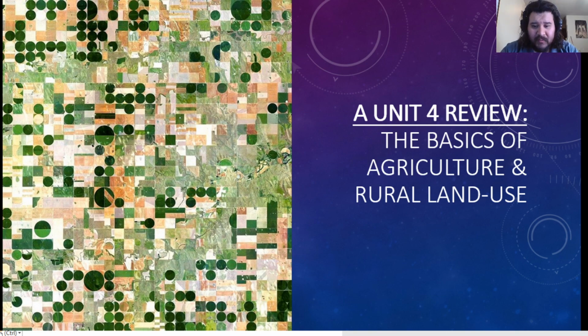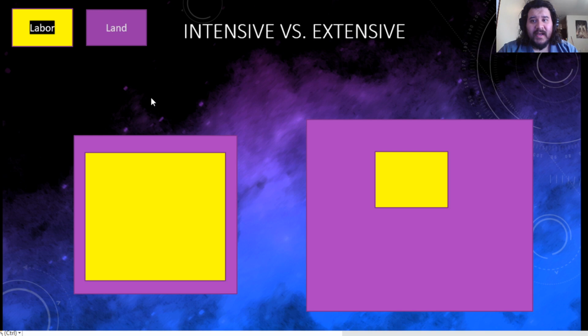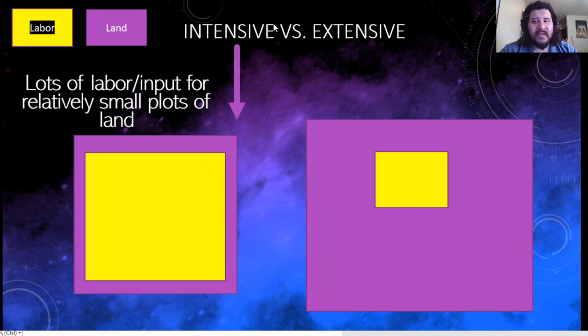So here we go. Part of the basics is understanding these two types of agriculture, which are intensive and extensive. Now, we have our two examples here, 1 and 2. On one hand, the lighter shade, we're looking at labor. This is going to be our labor input or cost. And then we have the land relative to that labor. Now, in intensive farming, we're going to have lots of labor and input for relatively small plots of land. So here we have roughly even amounts of labor compared to the amounts of land that we have.